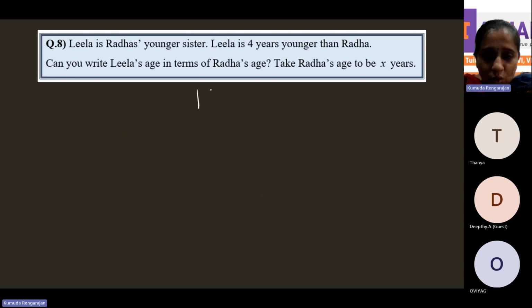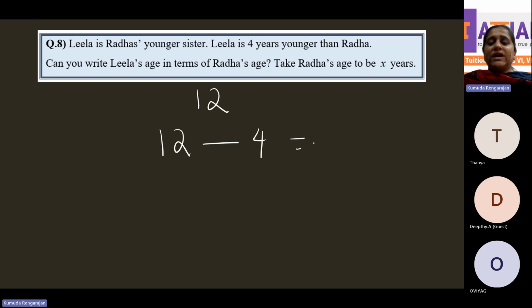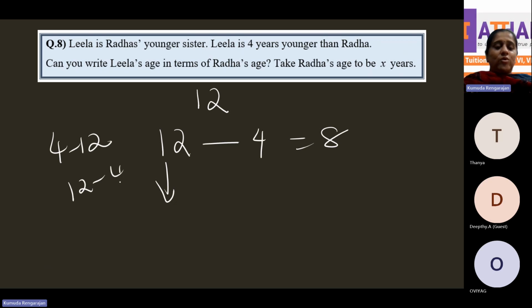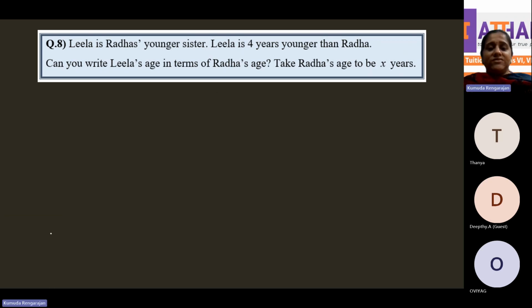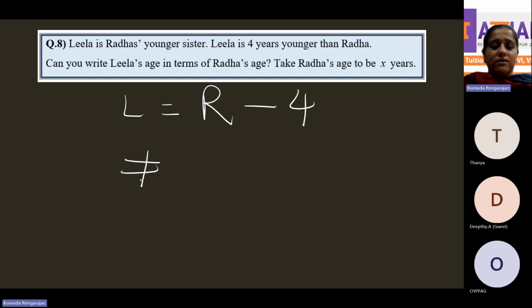If you are 12 years old, and if you have to find the age of your friend who is 4 years younger to you, then how will you calculate? You will say your age 12 minus 4, which is 8. So your age first, not 4 minus 12. 12 minus 4. Your age first, then minus 4. In the same way here, Leela's age will be Radha's age minus 4. Not 4 minus Radha's age.